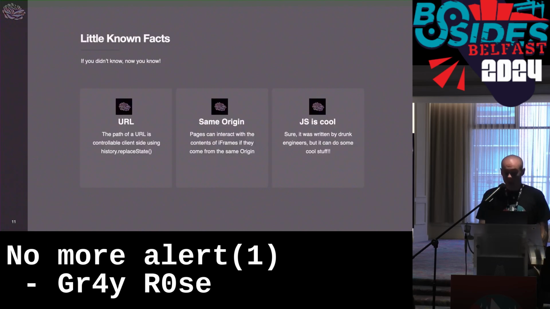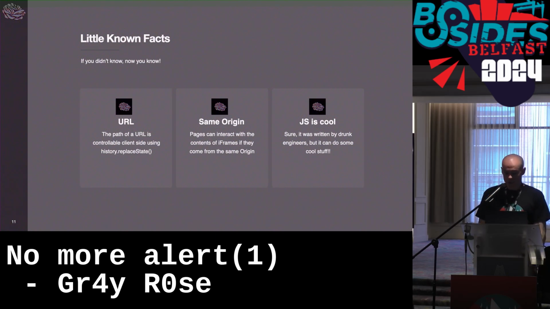And, okay, here's some little-known facts about JavaScript before we get on to some of the slightly more demonstration-y parts of it. The path of a URL is controllable client-side using history.replaceState. So what you see in the URL may not actually be where you are on the application. Lots of single-page apps use this now to make it look like you've navigated somewhere, or to be able to actually send links to your application and have them work.